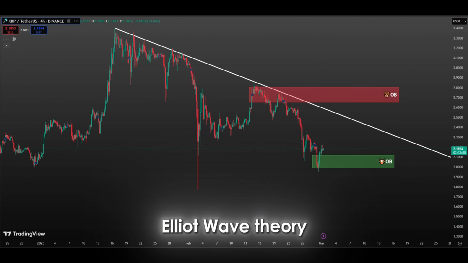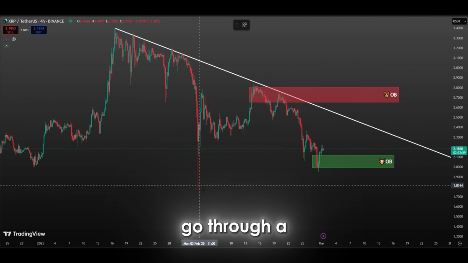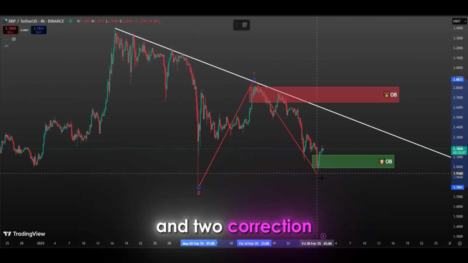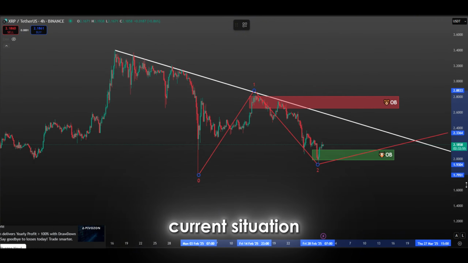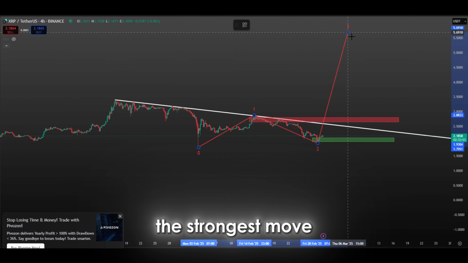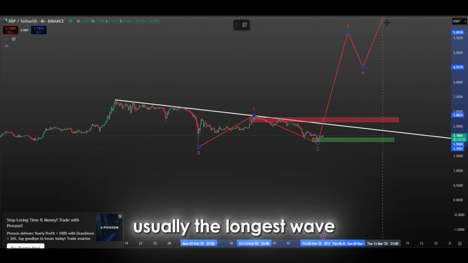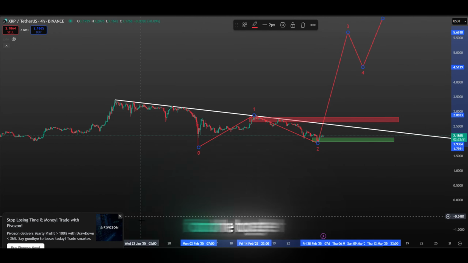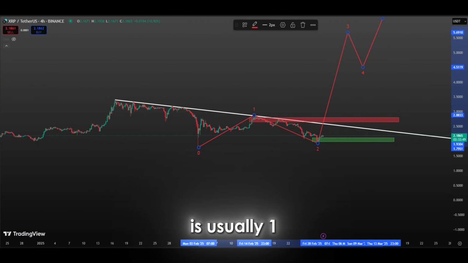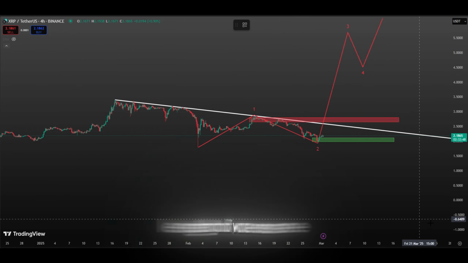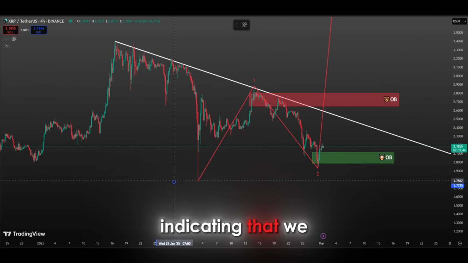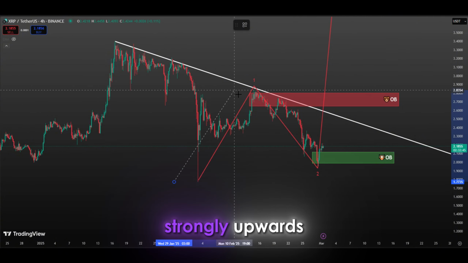According to the Elliott wave theory, market movements usually go through a cycle of 5 waves. These 5 waves include 3 rising waves and 2 correction waves. In the current situation, waves 1 and 2 are complete, and wave 3 is usually considered the strongest move because it is usually the longest wave. Fibonacci levels are often used for the target of the third wave. Within the Elliott wave theory, the third wave is usually 1.618 times the length of wave 1. This is one of the Fibonacci extension levels, indicating that we can expect the market to move strongly upwards.